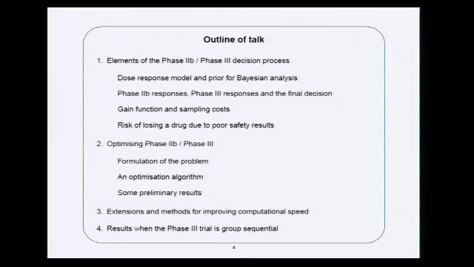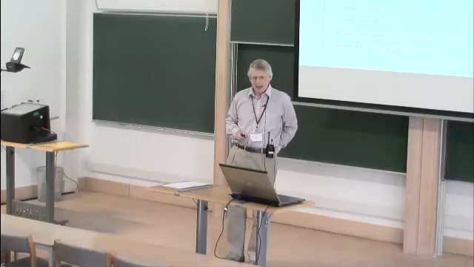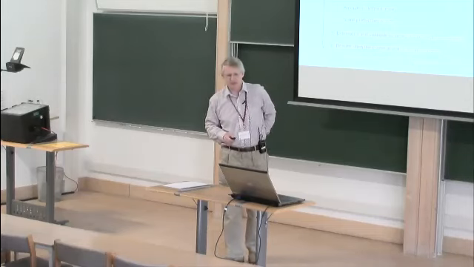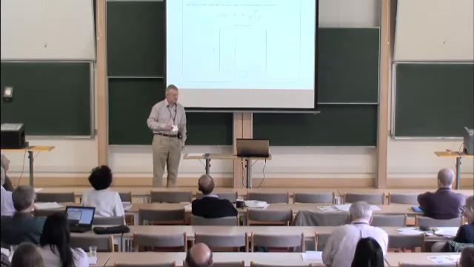So what I shall do is outline the elements of the phase 2, phase 2B maybe, if you want to call it that, for the dose finding rather than the proof of concept stage, and the phase 3 decision process. I'm going to set up a Bayesian problem, and I'll show how one can go about optimizing it. And then just taking the simplest version of everything, show some results. And then I'll talk about extensions, and finally look at one of them. And that's an interesting one where we make the phase 3 part a group sequential trial. So let's work our way through this.